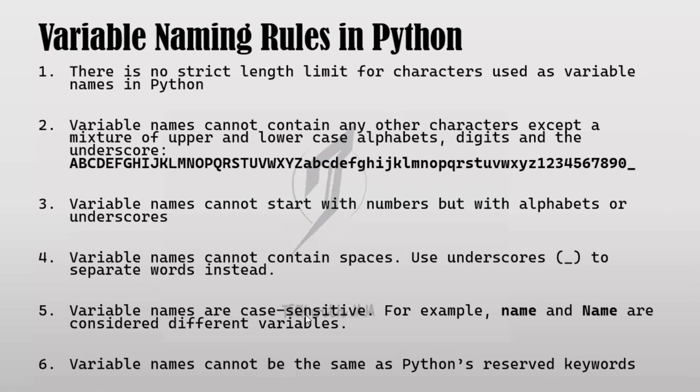Variable names are case sensitive. So for example, we have here name and Name, which are considered different variables. In the first instance, the name has a lowercase n to start it, and in the other one, you see that N is an uppercase. So in Python, they are seen as different variables if we want to use them. And so we also have that variable names cannot be the same as Python's reserved keywords. So let's go to our code editor and walk through this in detail.